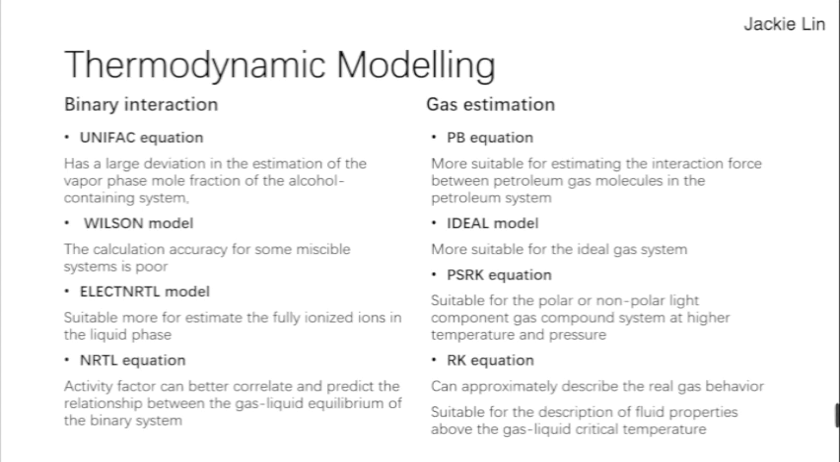liquid phase. The NRTL equation can be used to obtain the binary data of multivariate vapor-liquid equilibrium and solution equilibrium. And its activity coefficient can better correlate and predict the relationship between the gas-liquid equilibrium of the binary system and the infinite dilution activity coefficient of the organic component with temperature. Especially for the parameter prediction of the miscible system and water containing system, it is more accurate than other equations.